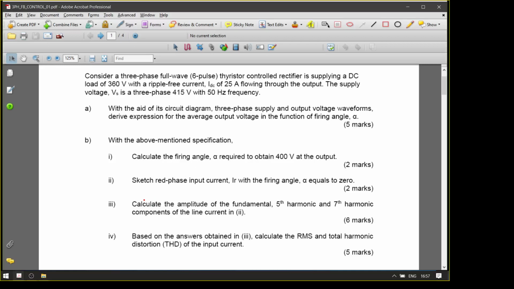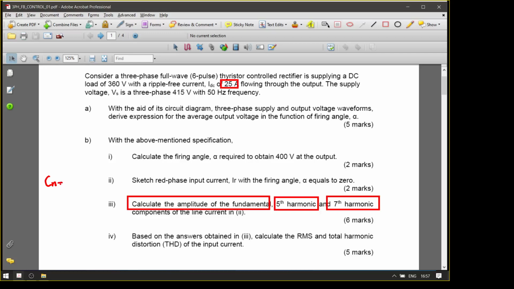Calculate the amplitude of the fundamental, 5th harmonic, 7th harmonic. You are given IDC equals 25 amp. So you simply apply Cn equals 4 IDC over n pi cos n pi over 6. So n equals 1 for the fundamental, n equals 5, and n equals 7. Replacing that, you get the answer for part 3.